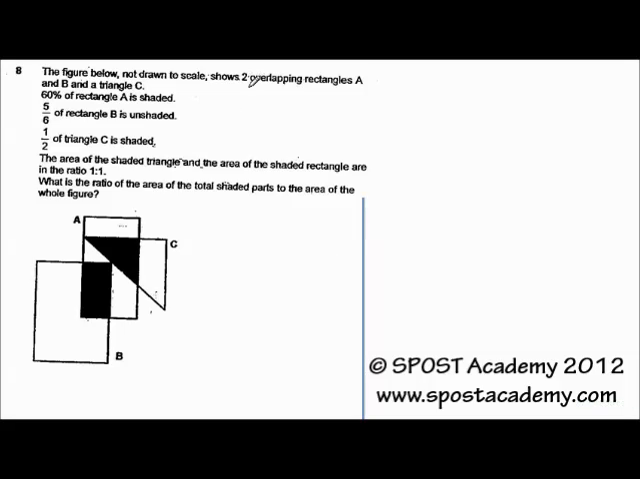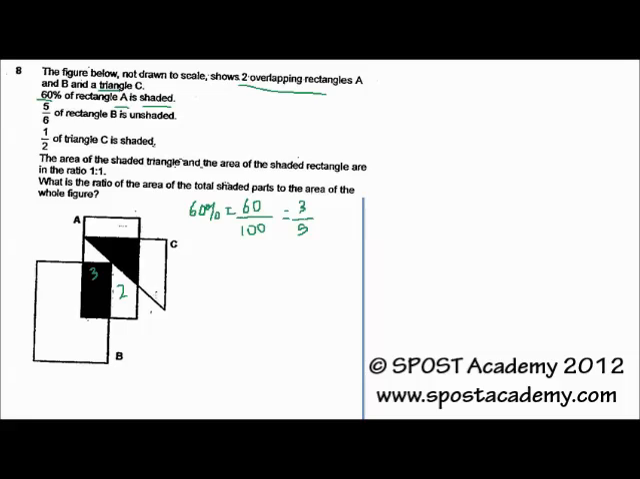So it says that there are two overlapping rectangles, A and B, and a triangle C, so triangle here, and 60% of the rectangle A is shaded. So first we need to work out what is 60%. 60% is equivalent to 60 over 100, which is equal to 3/5. That is to say, this is actually 3 units of A out of a total of 5 units of rectangle A, which means that the total unshaded part of A is equivalent to 2 units.